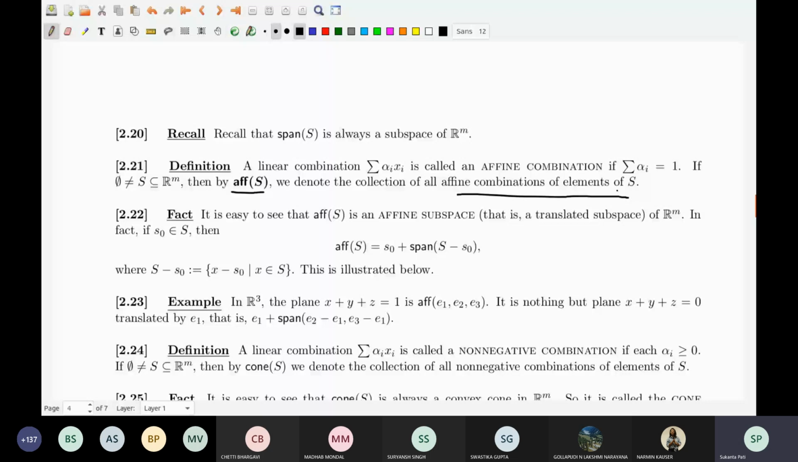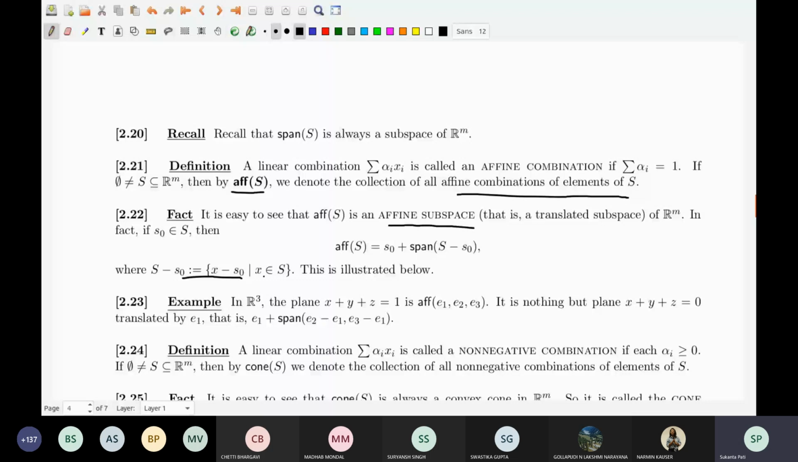What is an affine subspace? It is a translated subspace. In fact, if S0 is a point of S, then aff S is actually equal to S0 plus span of S minus S0. S minus S0 is basically x minus S0 for all x belonging to S. So that is the difference. It is not that you delete S0 from S, not that. It is vector difference this way.